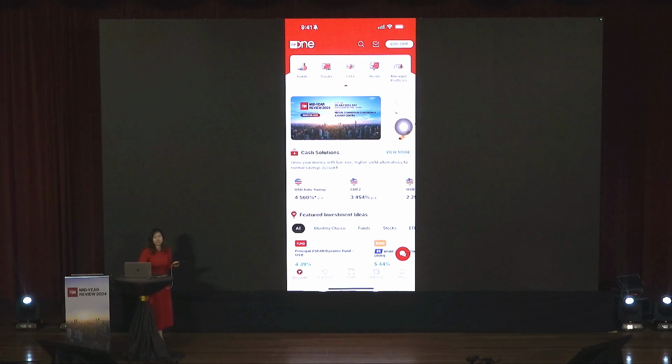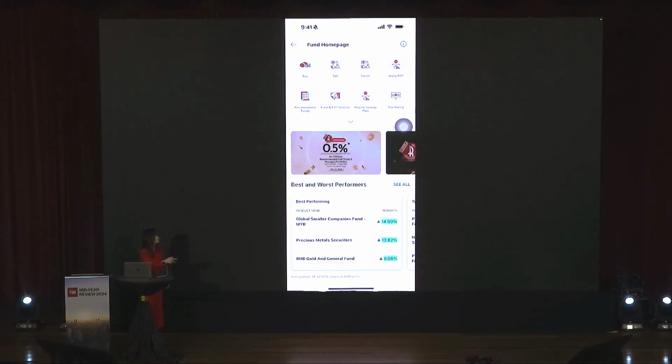So first things first, how do I get access to this feature? You need to click on either the funds or ETF button. For example, I click on the fund button. Here, you will see there's a funds and ETF selectors button in the second row. Click on it.